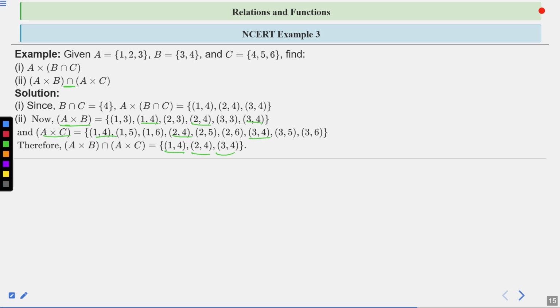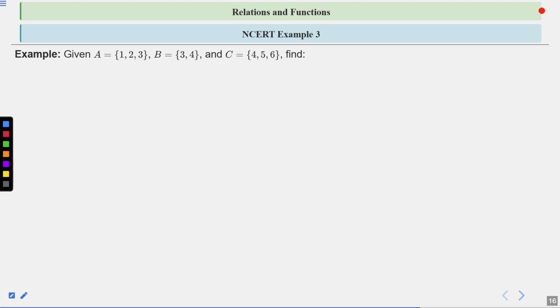Okay. Now one thing that you have to observe is that both these sets, A cross (B intersection C) and (A cross B) intersection (A cross C), are the same. Yes, both sets are the same. Clear?